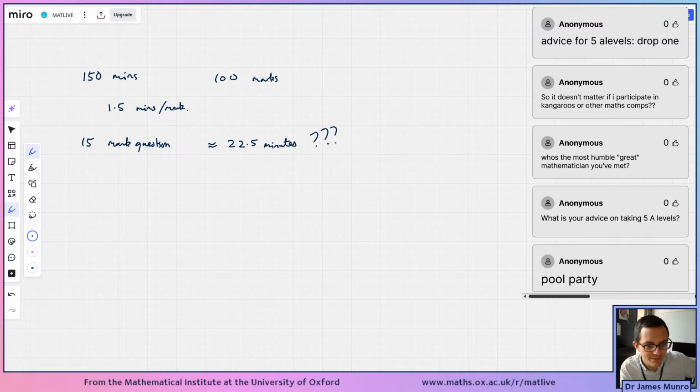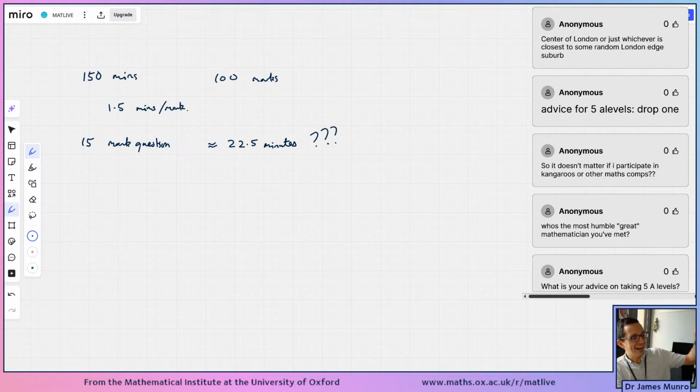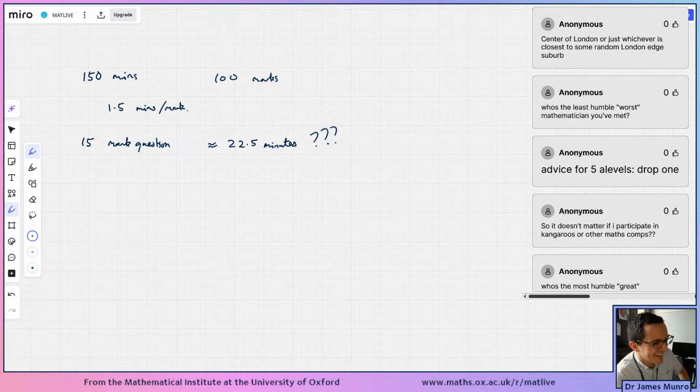My goodness. Oh, that's much better. I like that one. Oh, I wish I'd been brave enough to just say that. Advice for 5 A-levels, don't. Don't clip that. Right, who's the least humble, worst mathematician?